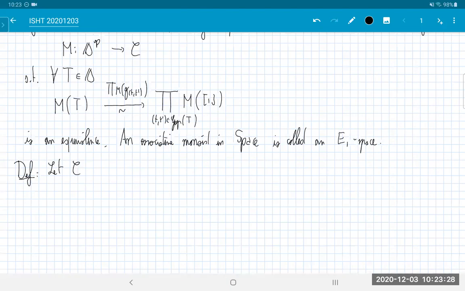So, okay, but let me give a definition. Let C be a category. Now that's just a normal category. Let me call them a classical monoid.